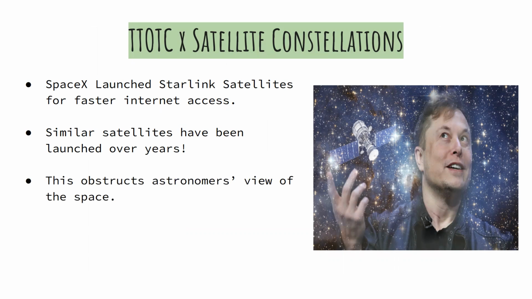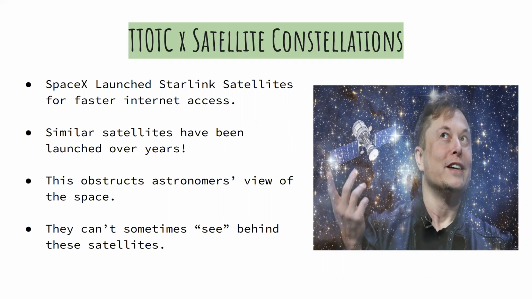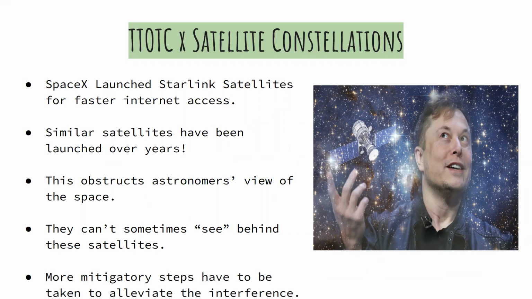Now, what happens is these satellites revolve around the orbit of Earth and they obstruct astronomers' view of space. Now, when these astronomers are trying to observe space, they sometimes can't see behind these satellites, and they might not know if an asteroid is going to come and hit the Earth or what crazy phenomenon is happening out there. Now, there are some mitigatory steps which have been taken to alleviate this interference, but still, it's a problem which people will face in the future. All of this happened because people want faster internet access, better connectivity, which is not a wrong thing to have. There are a lot of people still in underdeveloped countries without internet, but it leads to an unintended consequence of astronomers not being able to see what's happening out there.